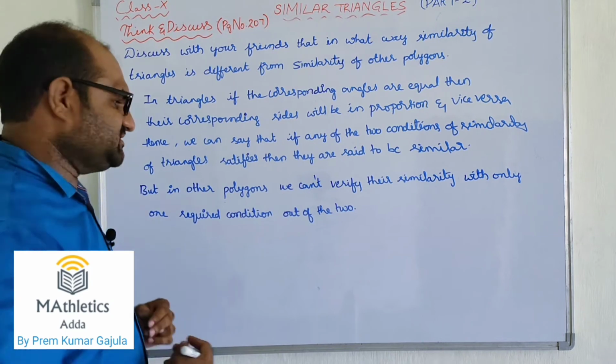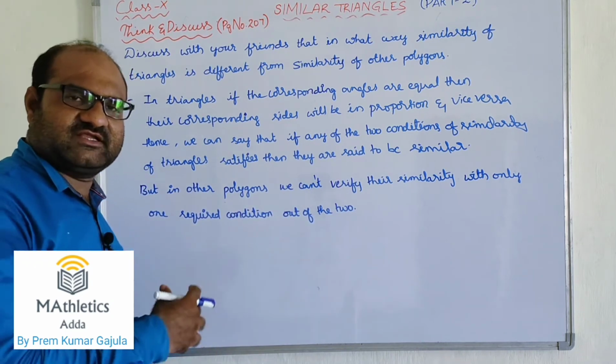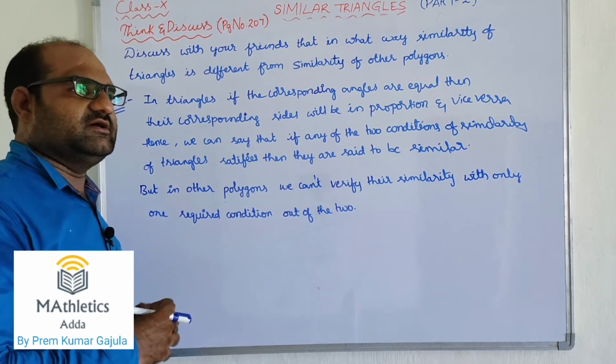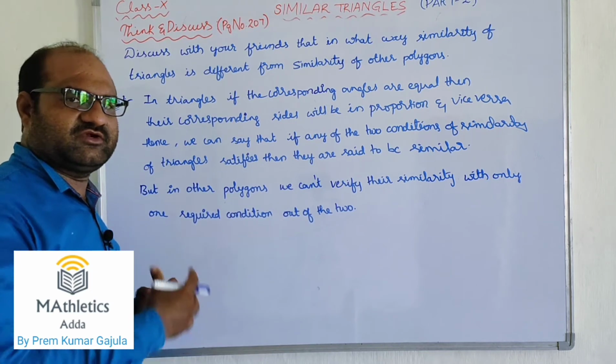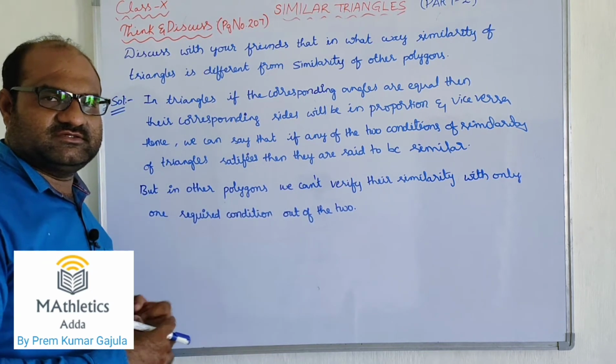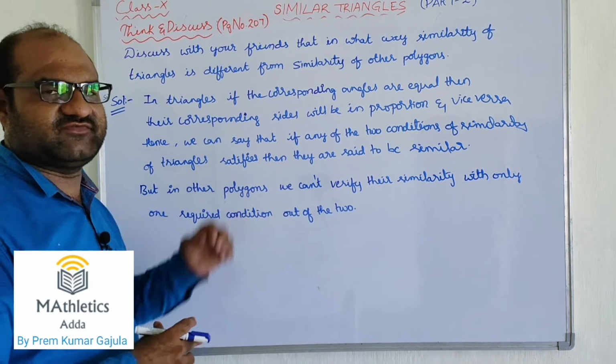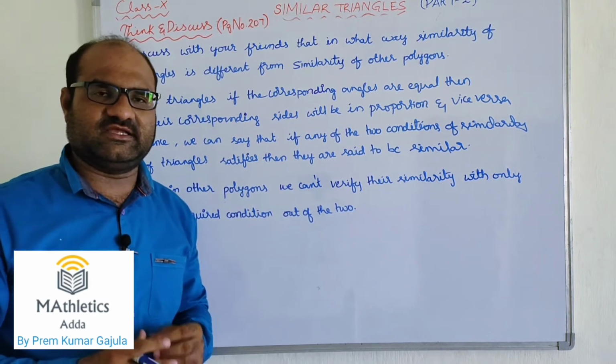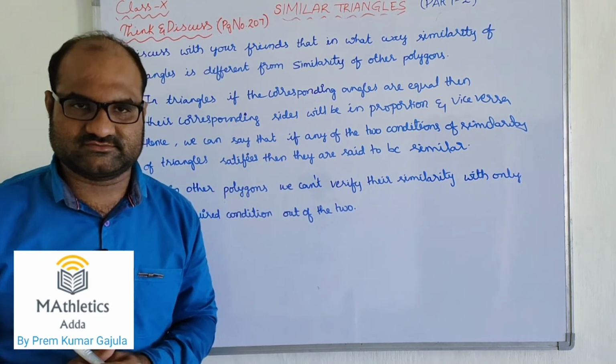Okay, out of the two conditions, if only one condition is given, whether angles are equal or only corresponding sides are in proportion, we cannot decide and we cannot say that they are similar. So this is the difference between triangle similarity and similarity of other polygons.